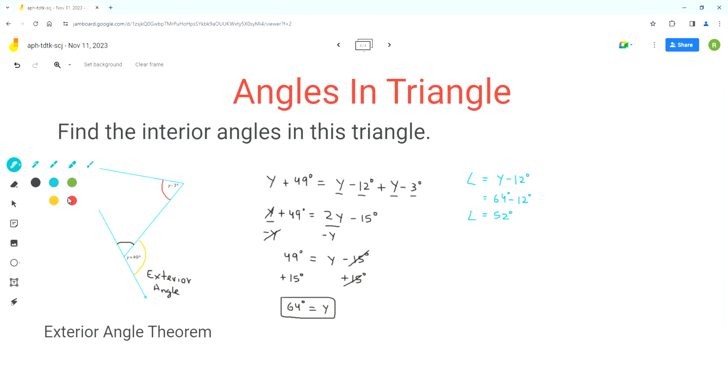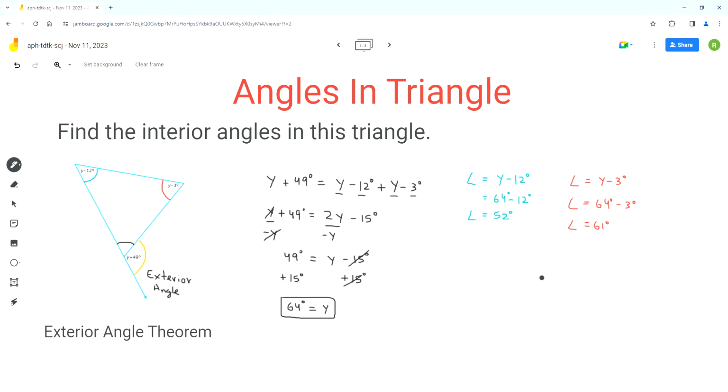Now we can find the red angle. So for red angle, the expression is y minus 3 degrees. We can sub in y as 64 degrees, which is equal to 61 degrees. So that's the value of the red angle. And now we can find this third angle, which is the black angle.